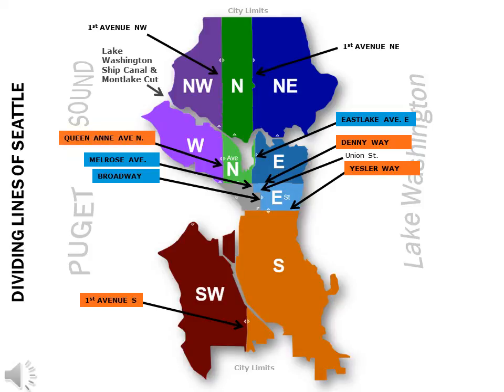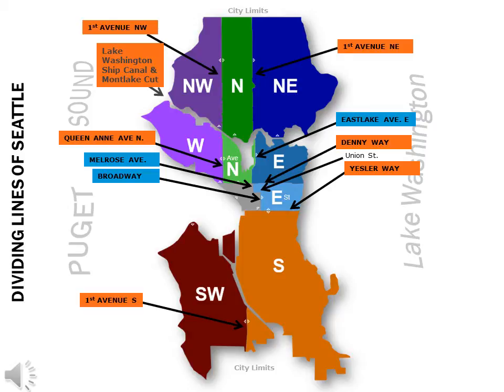Queen Anne Avenue divides west streets from non-directional streets, and also avenues west from avenues north. The Lake Washington Ship Canal and Montlake Cut divide northwest, north, and northeast streets from west, non-directional, and east streets, and also divide avenues northwest and northeast from avenues west and avenues east.